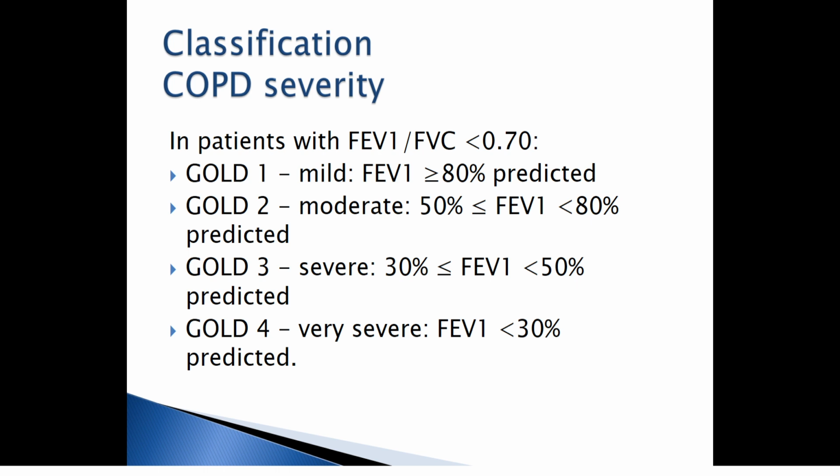And now let us go to classification of COPD. It is an old classification, which I hope every student already knows. First of all, in all patients with COPD, I repeat again and again, the ratio should be less than 0.7. And we classify it into mild, moderate, severe, and very severe based on FEV1. FEV1 more than 80%, it is mild. From 80 to 50%, it is moderate. 50 to 30, severe, and less than 30 is very severe.